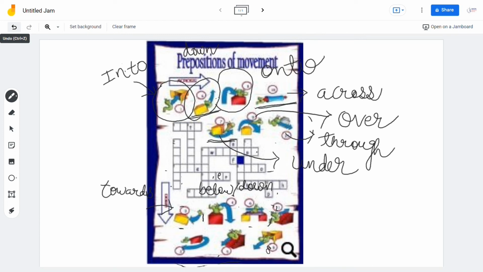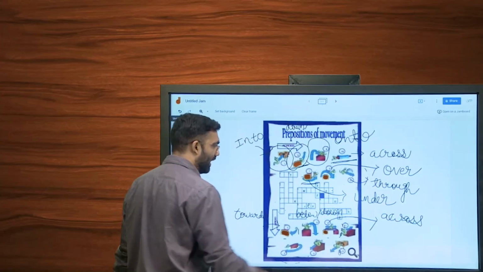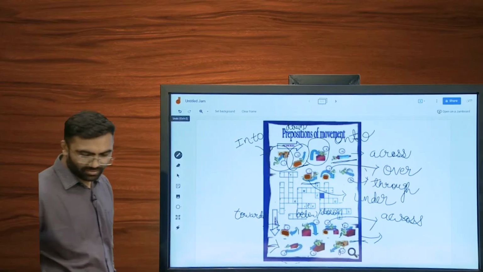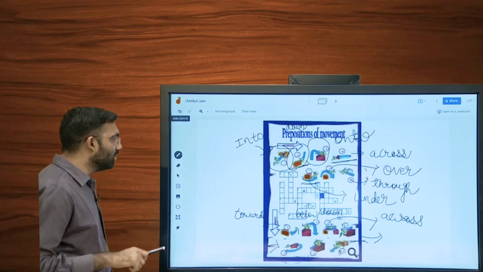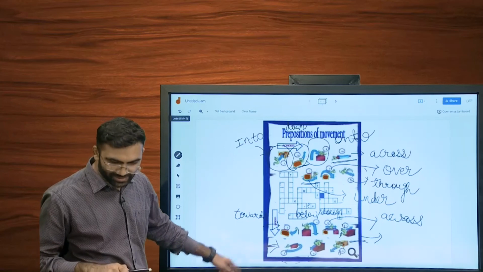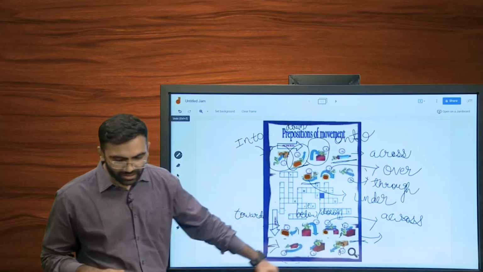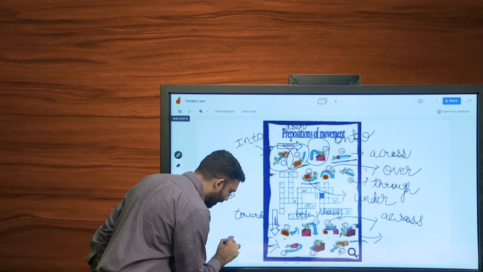Then comes the next one. This one. Tell me that one. Which one is it? You remember, it is across. Then come the next one. This you know. Tell me which one is it? I am also forgetting. No, I want you to remember. Tell me. This is towards. Yes. This is below. You remember I had told you circle circle wala? It's called around.